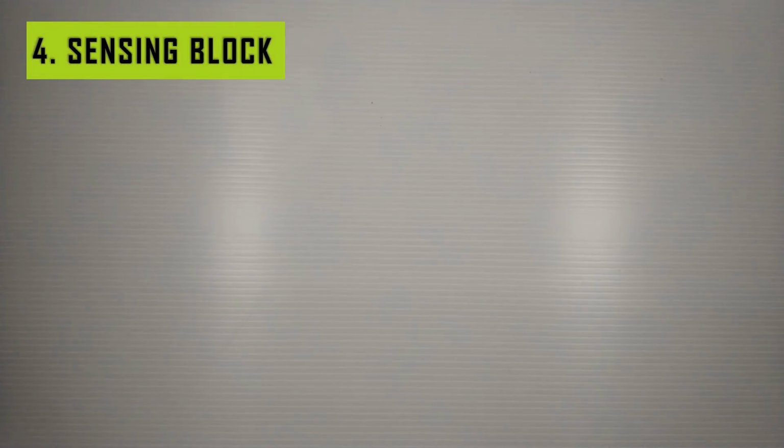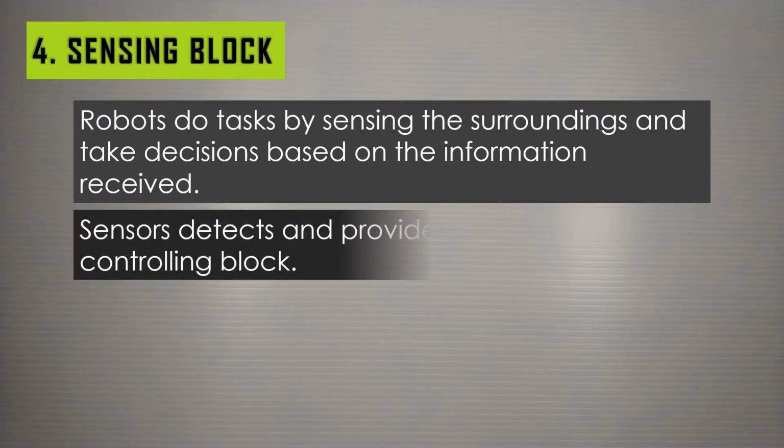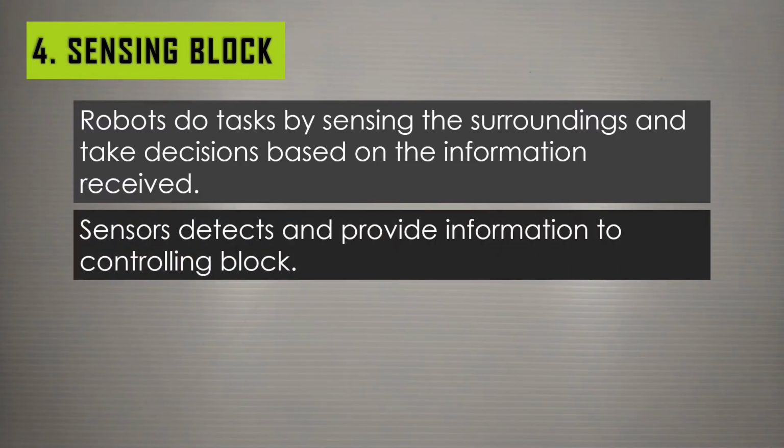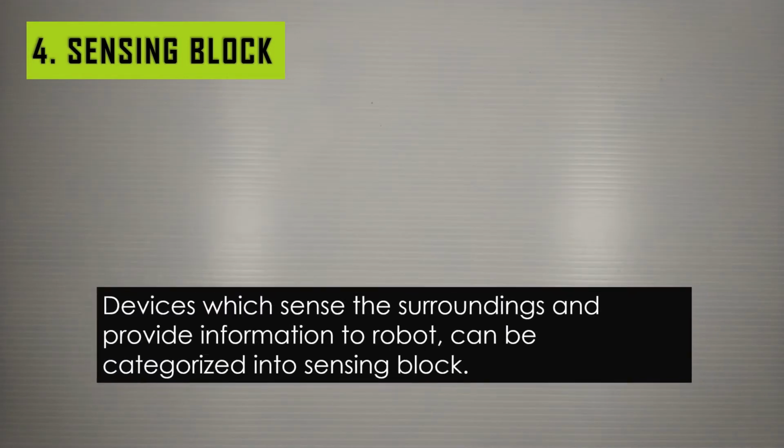The fourth block is sensing block. Robots do automatic work or assigned tasks by detecting the surroundings and conditions. For this, robots need constant input to their controlling block to take decisions. For that, there are sensors which read and respond to their surroundings. Sensors either detect the natural information from surroundings or they can produce their own signals and sense back their deflections from the surroundings.